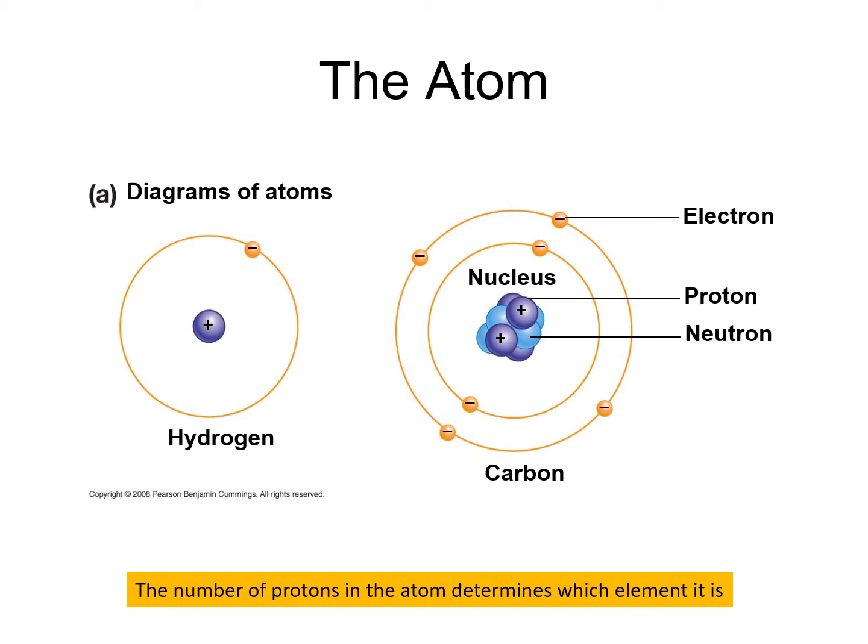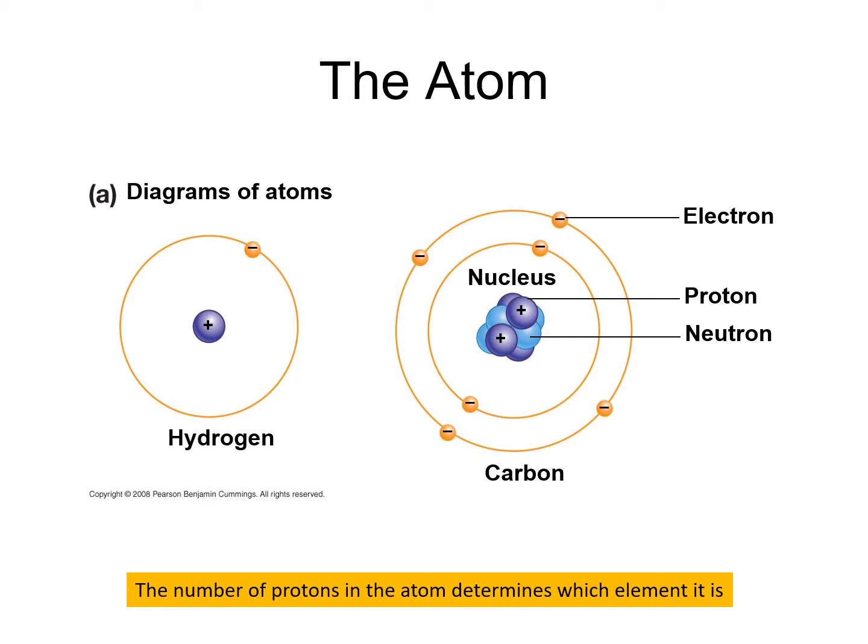And another thing to notice right now is that the first shell only has 2 electrons. And then notice that the outer shell around that has 4. There is an arrangement to the electrons. There are rules that the electrons follow.